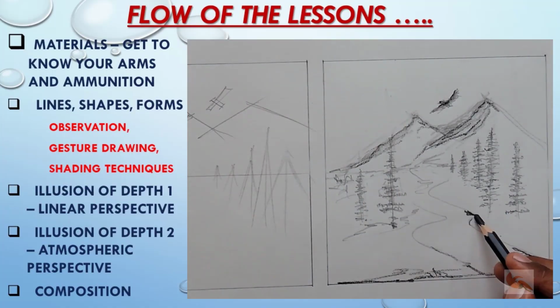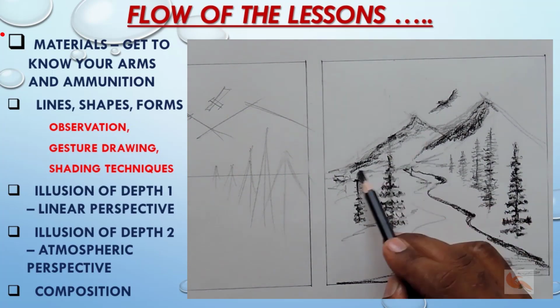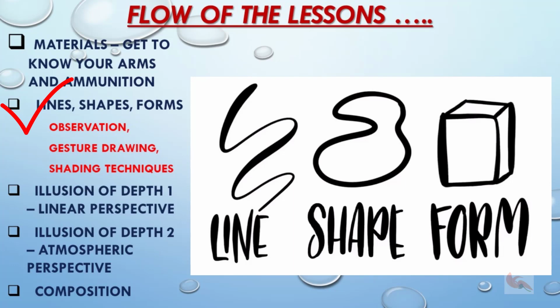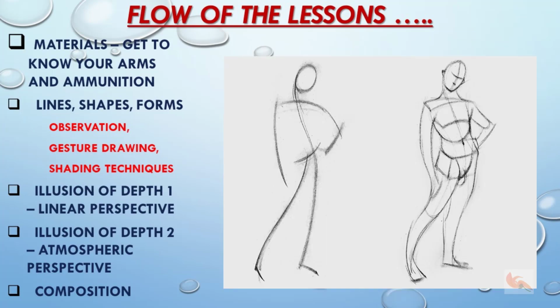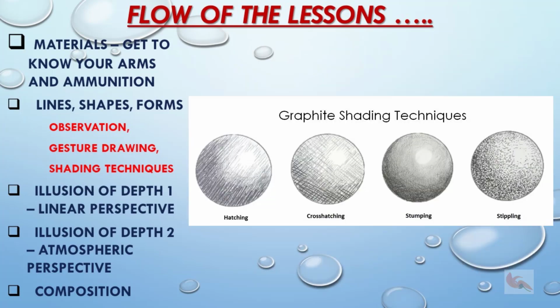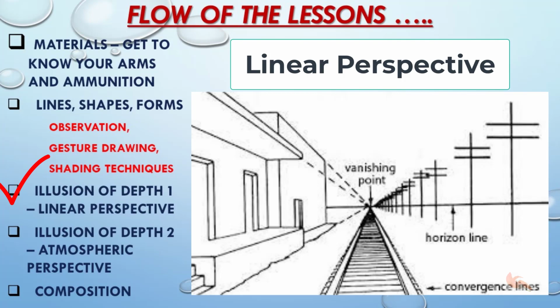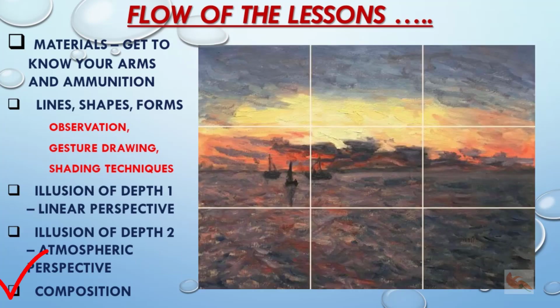As of now, I don't really know how many videos it will take, but the sequence that I will follow will be roughly: first we'll get to know the materials we'll be using. Then we'll talk of basic lines, shapes and forms and how to observe for our painting, gesture drawing. Then we'll come to shading techniques, and thereafter the illusion of depth, that is, first part will be linear perspective, second part will be atmospheric perspective, and thereafter we'll deal with composition.